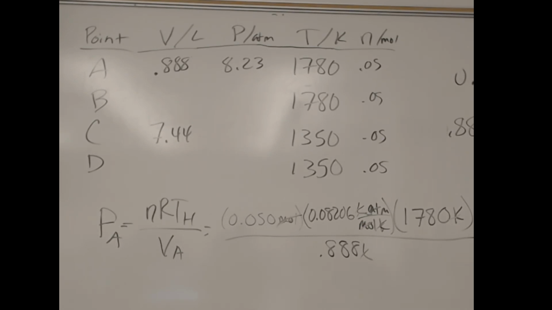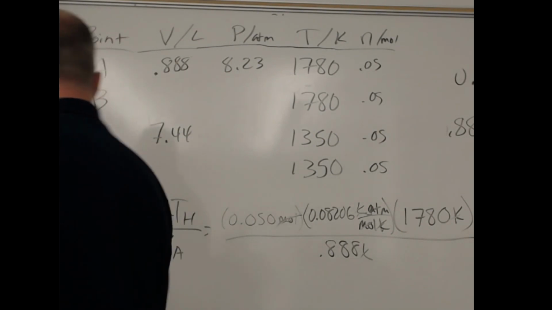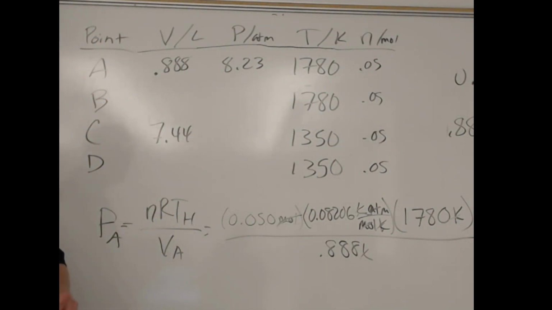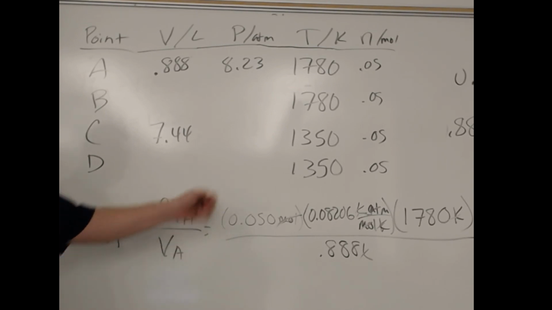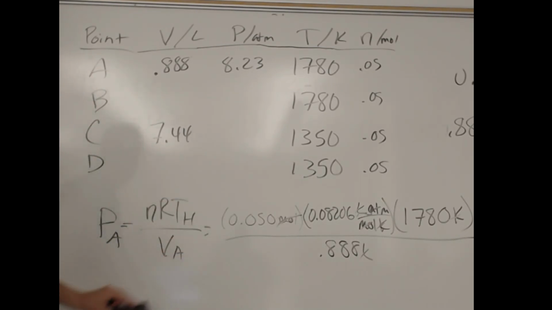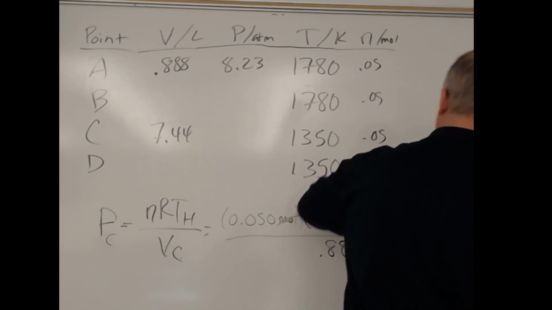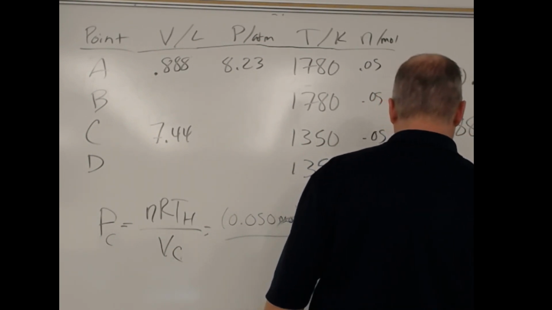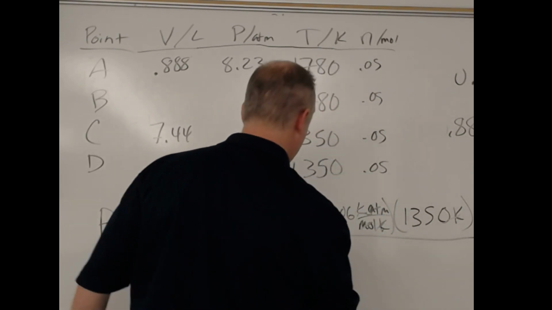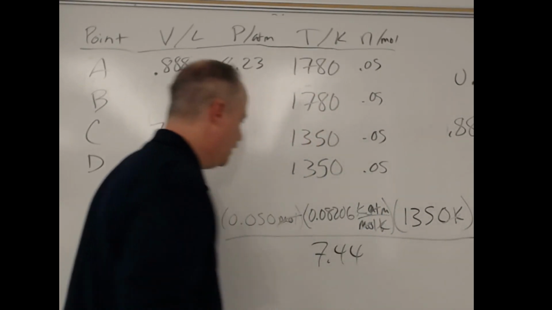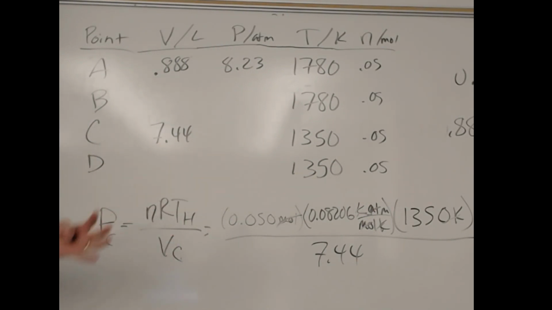Let's do C, PC. It's a colder temperature, so change this to C. Same number of moles, so we've got 1350, and then a different volume, 7.44. And so that's the lower temperature, the largest volume, so this should be the lowest pressure. And it's coming in on this chart at 0.74.